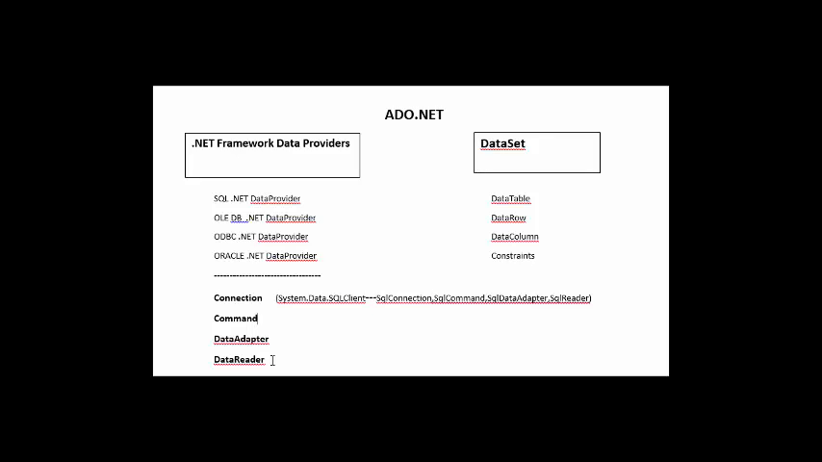So, the 4 different classes of .NET data providers are: Connection, to establish a connection with the data source; Command, to execute commands like DML commands such as insert, update or delete; then DataReader, a read only and forward only object to read information; and DataAdapter, which is also to read information, but it uses the Command object to execute SQL commands to make changes in the data as well.